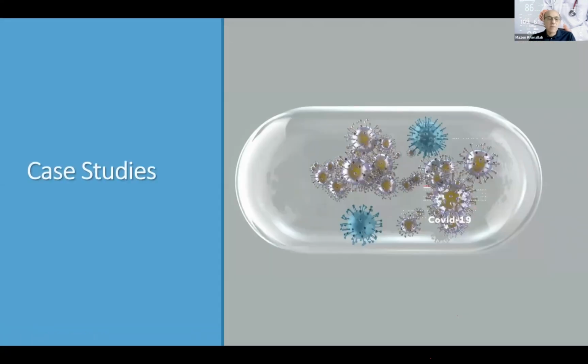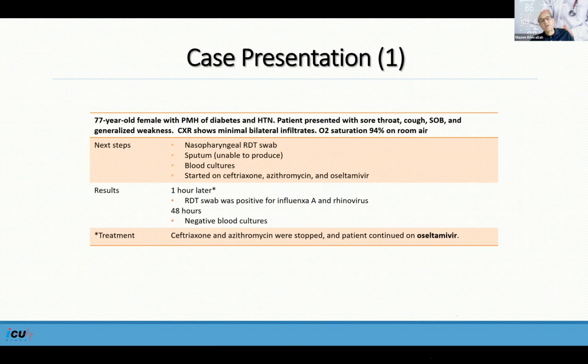So let's have some case studies so we can actually see how we use those different tests to change the management. The first case is a 77-year-old female, past medical history of diabetes, hypertension, presented with sore throat, shortness of breath, and generalized weakness. There was mild fever too. Chest X-ray shows bilateral infiltrates, but very minimal. And O2 saturation was 94 on room air.